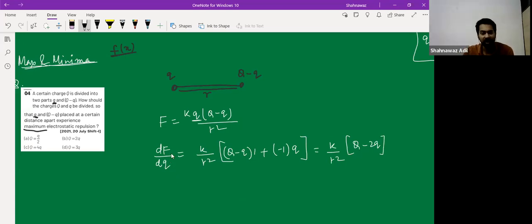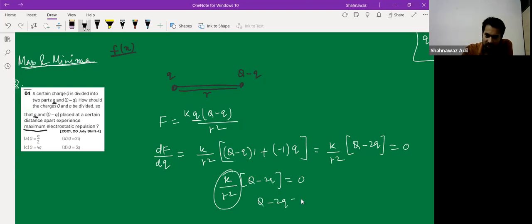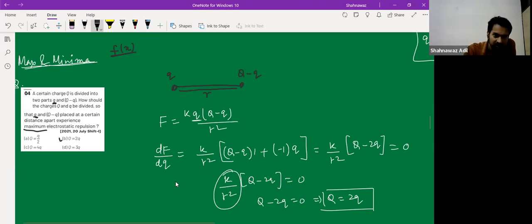And to calculate the maxima and minima points, we put this differentiation equal to 0. So K by R square into Q minus 2Q is 0. This can't be 0, so Q minus 2Q is 0. So your Q is 2Q. So this is about the maxima and minima of points. This option is correct. This was a very small question. You guys just quickly note it down and then we will do the buoyancy question.